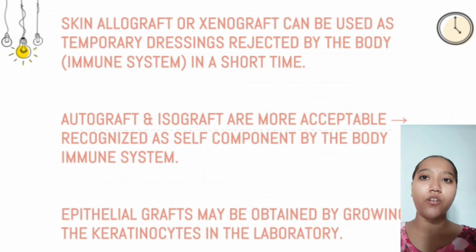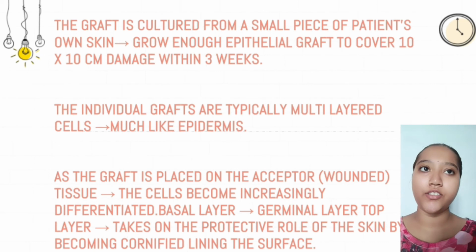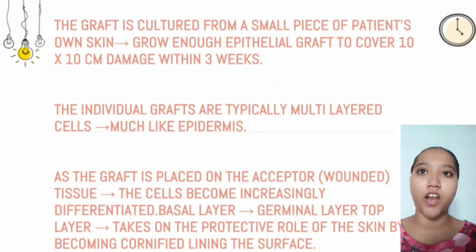Epithelial graft may be obtained by growing keratinocytes in the laboratory. The graft is cultured from a small piece of the patient's own skin. It can grow enough epithelial graft to cover a 10 by 10 centimeter damage within 3 weeks. The individual grafts are typically multilayer cells, much like epidermis. As the graft is placed on the acceptor wounded tissue, the cells become increasingly differentiated. Basal layer, germinal layer, the top layer takes on the protective role of the skin by becoming cornified lining of the surface.